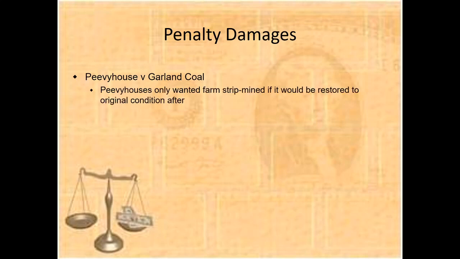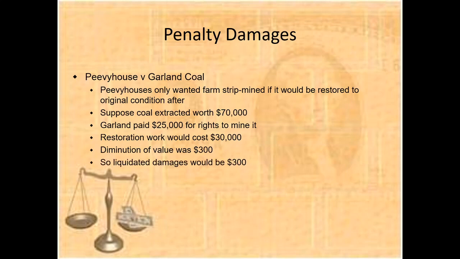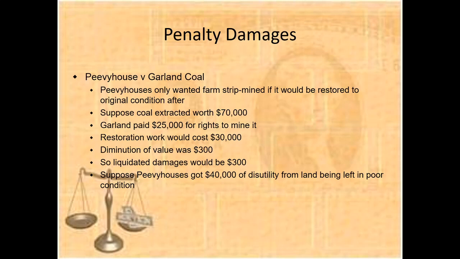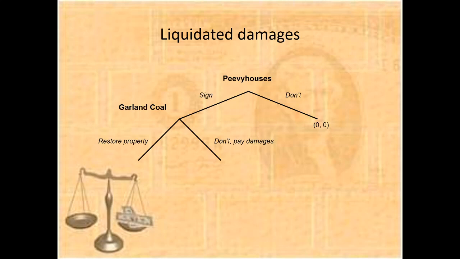PV House only wanted the farm strip mined if it would be restored to original condition. Suppose the coal extracted is worth 70,000. Now Garland paid 25,000 for rights to mine it. Restoration work would cost 30,000. Now the diminishing value is 300, so liquidated damage would be 300. Suppose PV House got 40,000 of disutility from the land being left in poor condition. Then what happens is the following: PV House signs, or doesn't sign.